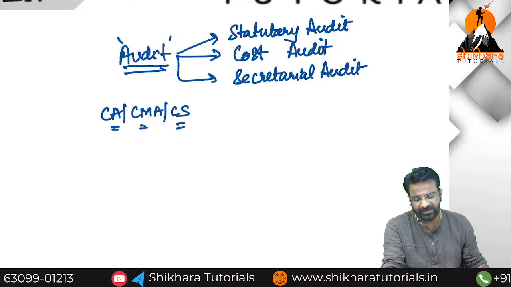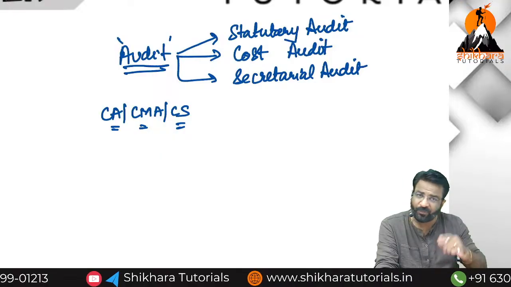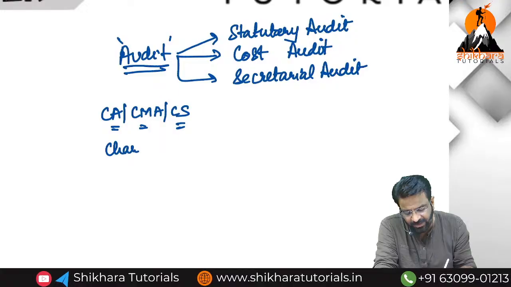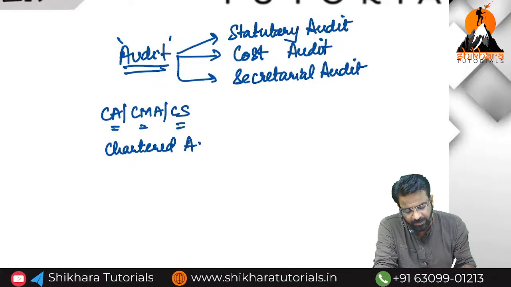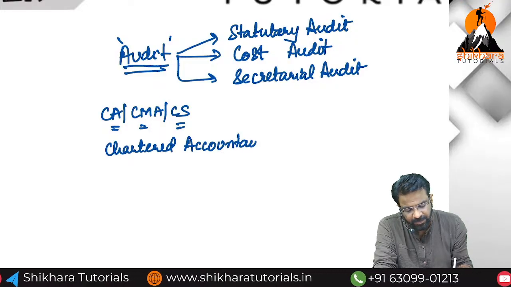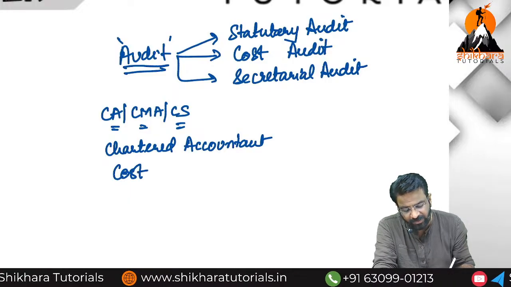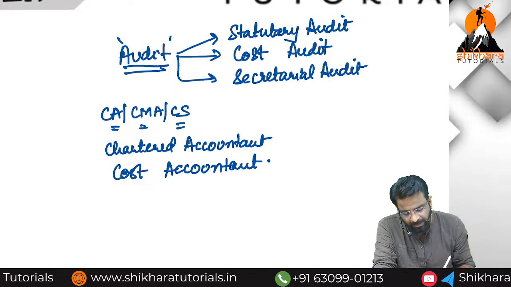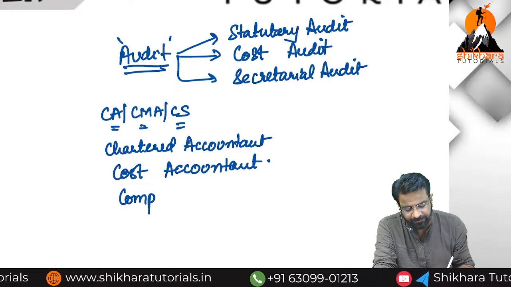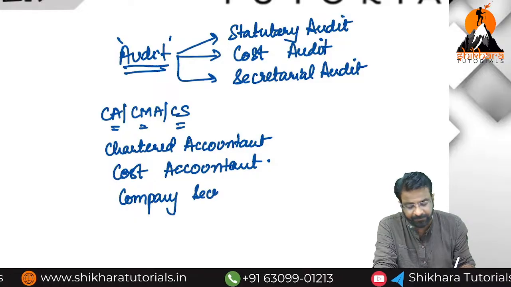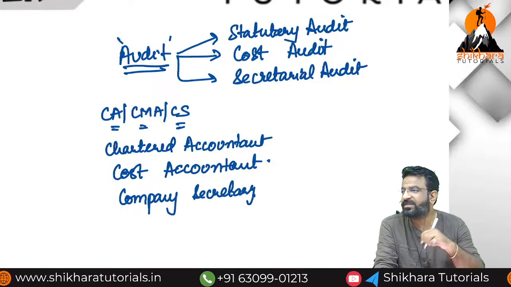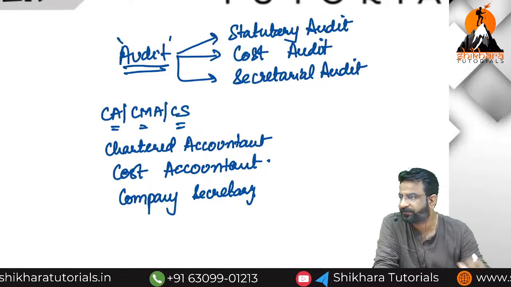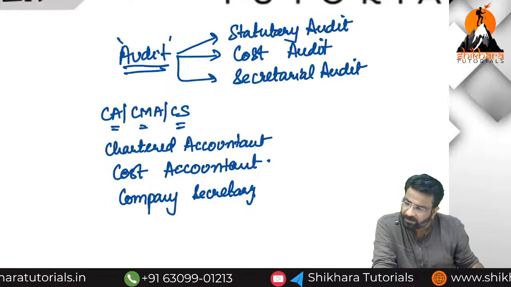Now, CA, CS, and CMA. First of all, before starting audit, you need to understand the difference between a CA and a chartered accountant, a CMA and a cost accountant, and a CS and a company secretary. Anybody in the class having an idea? Whom do we call CA and whom do we call a chartered accountant? Tell me. What's your name? Try to tell me.